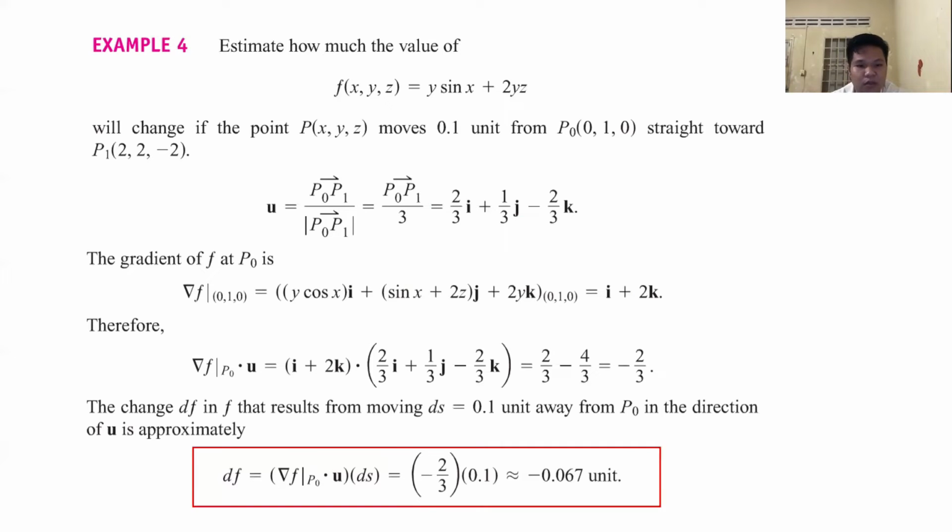The gradient of f at P sub 0 is i plus 2k. And therefore, we can find the gradient dot vector u, which is equal to 2 over 3 minus 4 over 3, that is equal to minus 2 over 3. So the change df in f that results from moving ds equal to 0.1 unit away from P0 in the direction of u is approximately minus 0.067 unit.